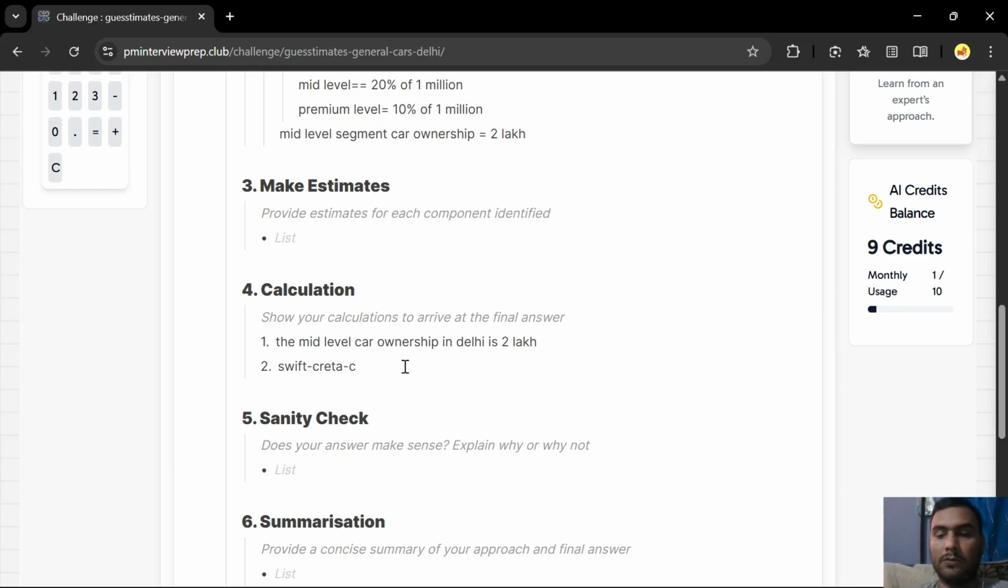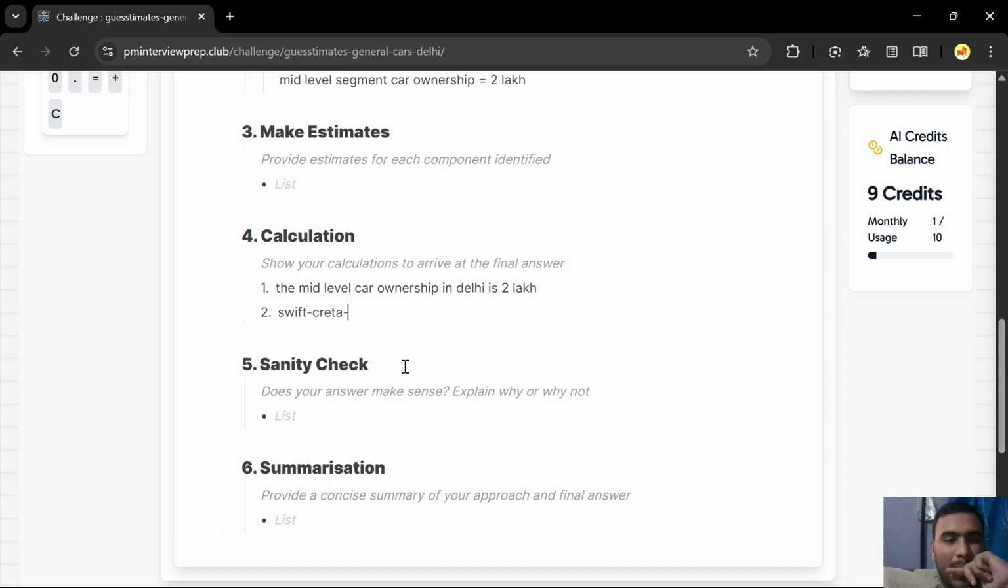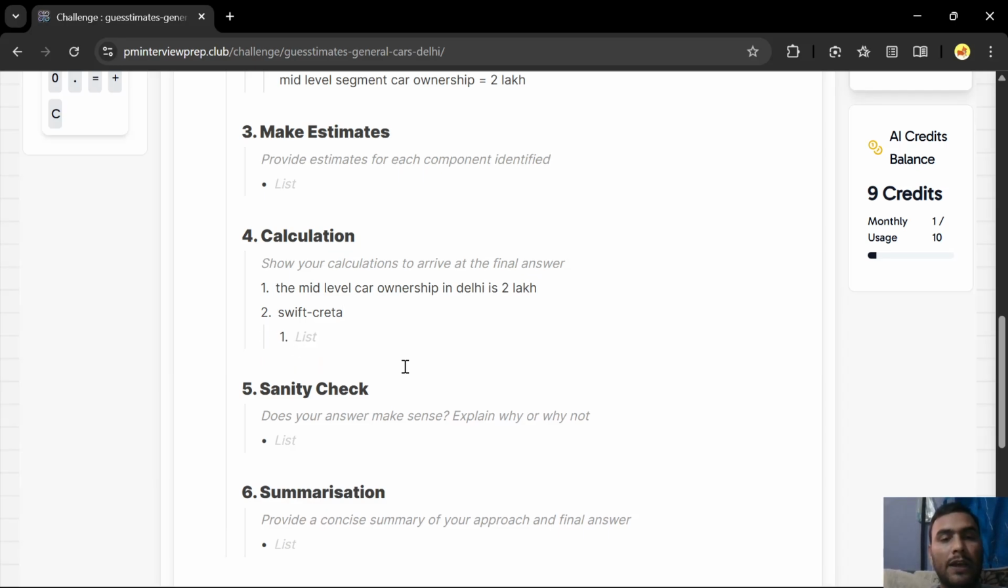What is the name of Climber? I think Climber is an entry level car. And the Swift, Creta. Okay, I'm not able to remember. But there is another, I think we can add. But for now, let's take Swift and Creta, and dividing Swift and Creta, we will do a breakdown again.